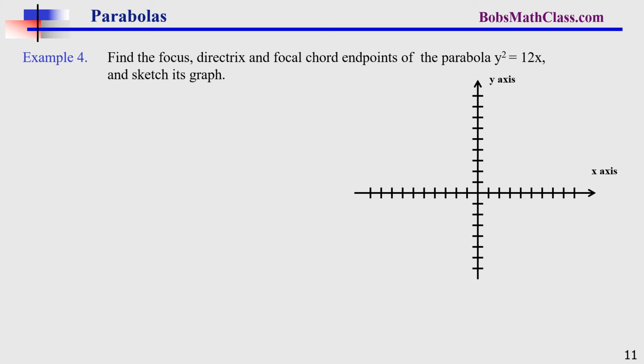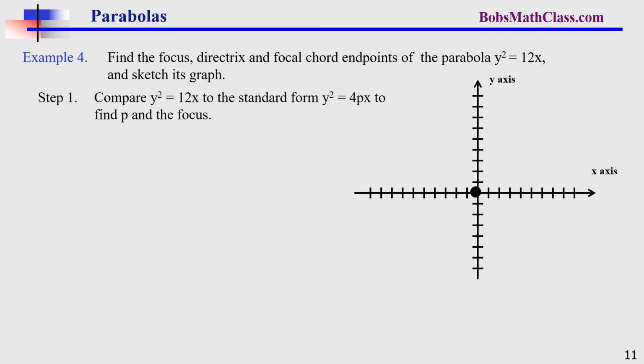Okay, find the focus, directrix, and endpoints of the parabola. We know our vertex is at (0, 0). There is no h and k in this problem. By the way, h always goes with x and k always goes with y. Now we're going to compare to the standard form, which is y squared equals 4px. Okay, so we're going to compare 4p to 12. Well, if you compare 4p to 12, what is p? Yeah, p equals 3. So now we're going to count 3 units to the right.